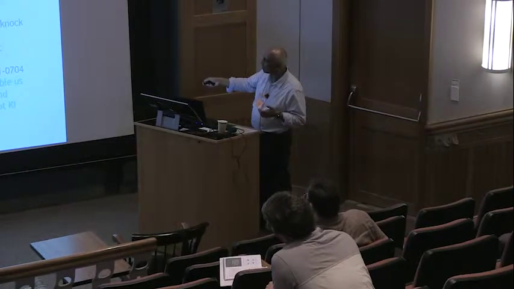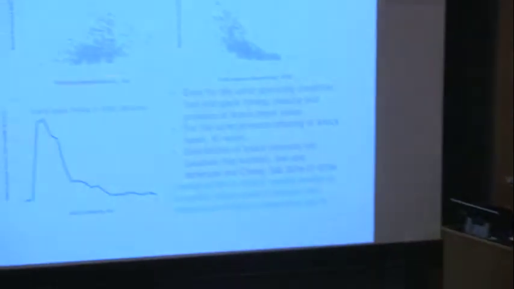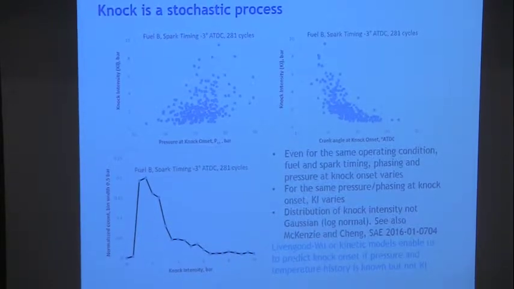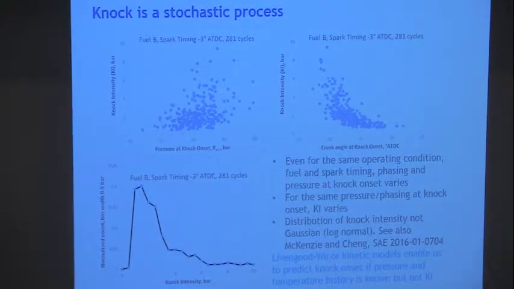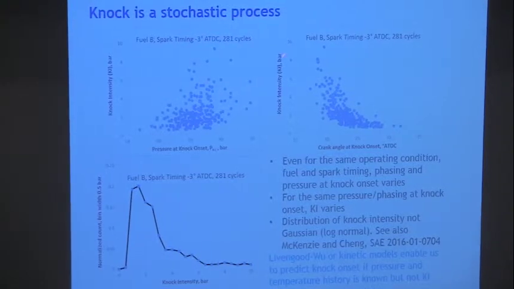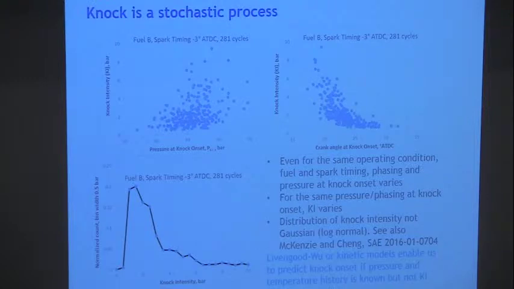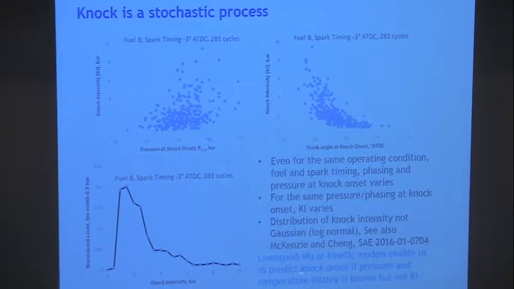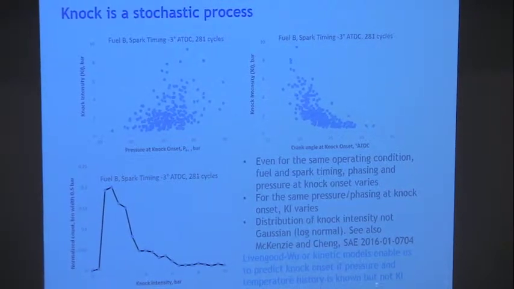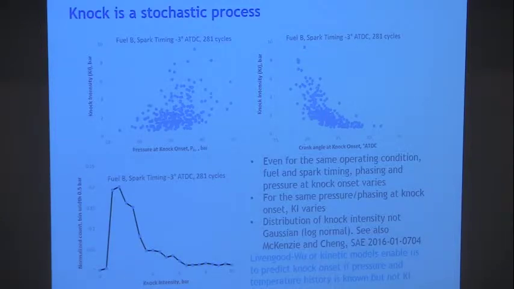Even for the same operating condition, fuel and spark timing, the phasing and pressure at knock onset varies. This variation comes about because of cycle to cycle variation, which originates from the turbulent flame development problem. It's stochastic. So for the same pressure and phasing at knock onset, if you just draw a vertical line here, there are big variations in knock intensity. Just as I showed you, Livengood-Wu and the kinetic models that I just described enable us to predict the knock onset, where knock is occurring, but they don't tell us anything about knock intensity.